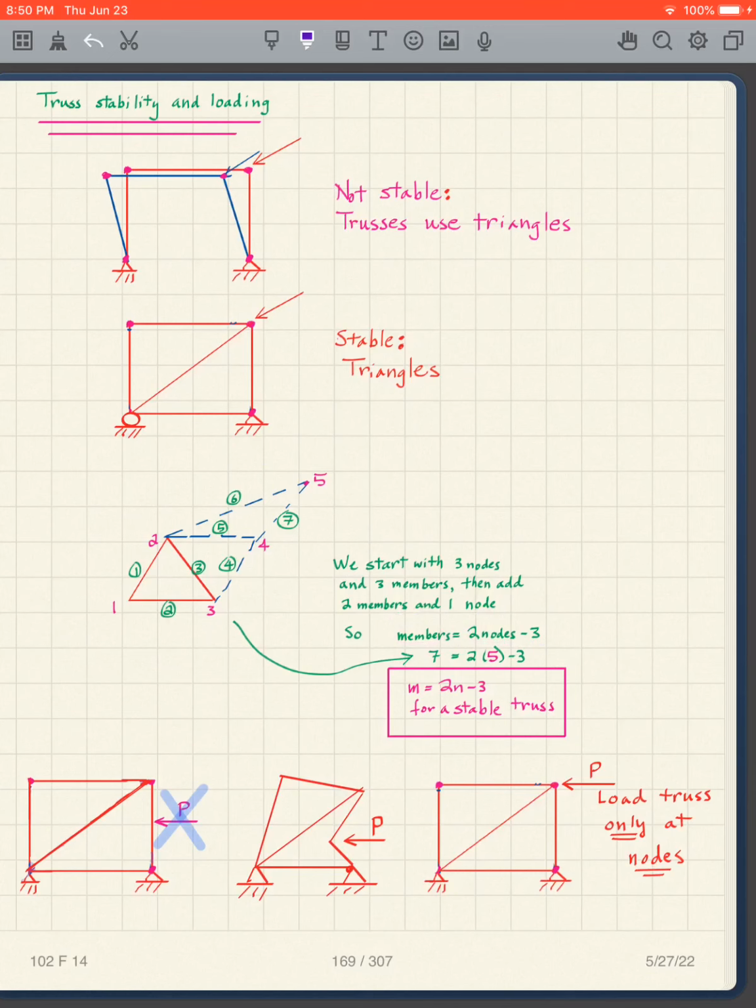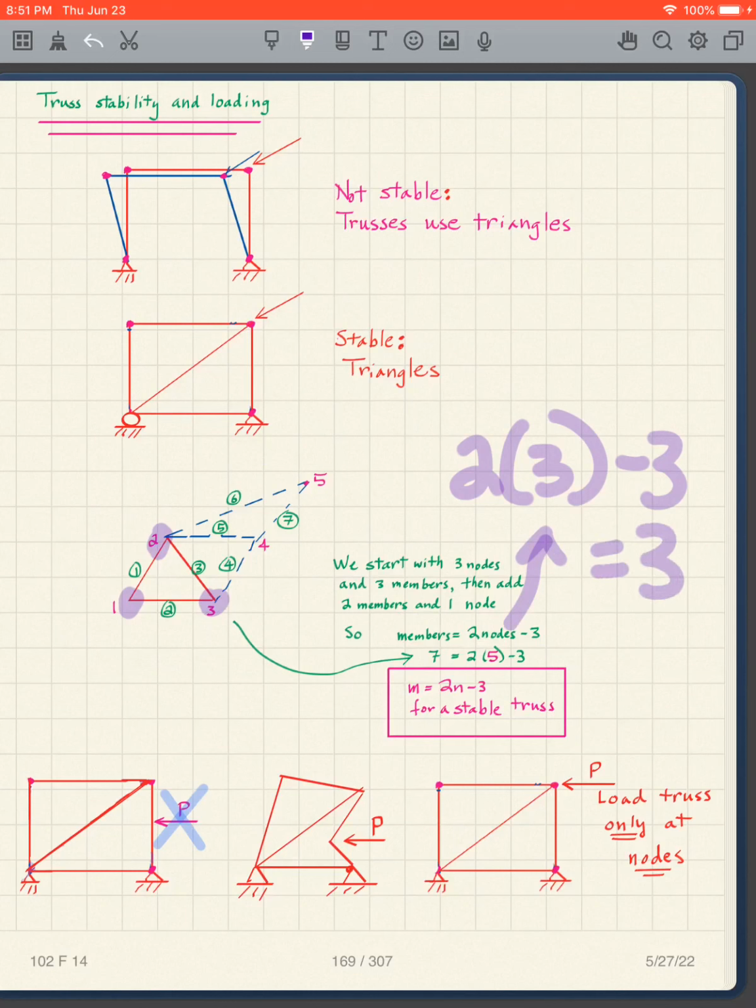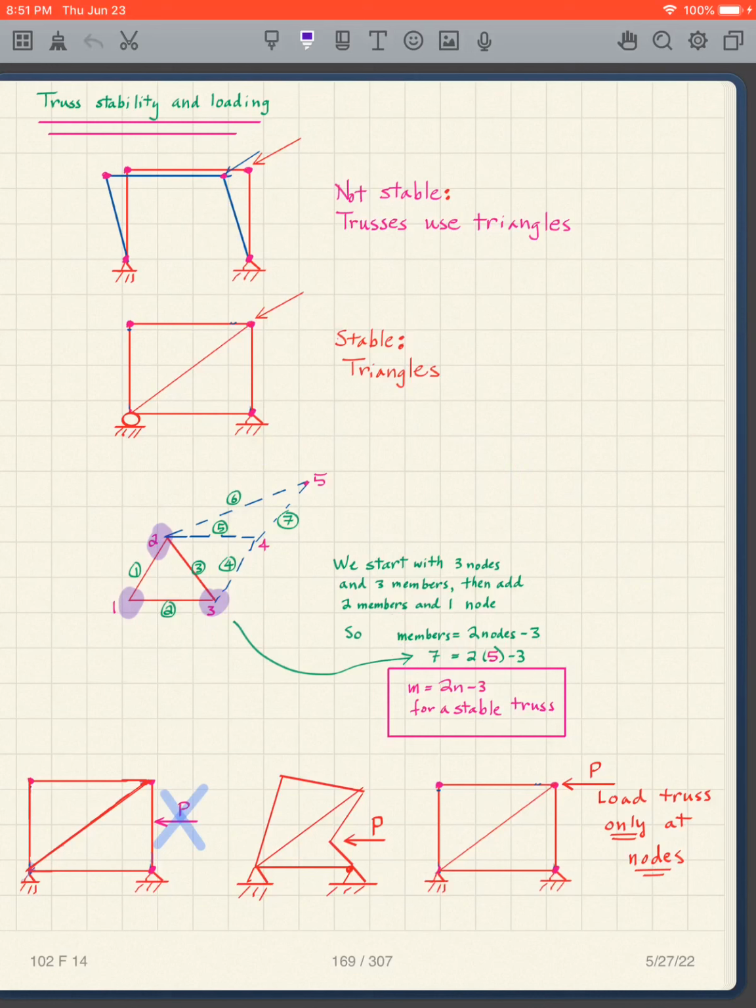For this one, I have 3 nodes: 1, 2, 3. If I take 2 times 3 nodes, applying this expression, minus 3, what's that equal to? That's equal to 3, right? 6 minus 3 is 3, and that should be equal to the number of members for this to be stable. How many members do I have for that triangle? I have 1, 2, 3. So yes, the expression members equals 2 times the number of nodes minus 3 is true for this triangle.